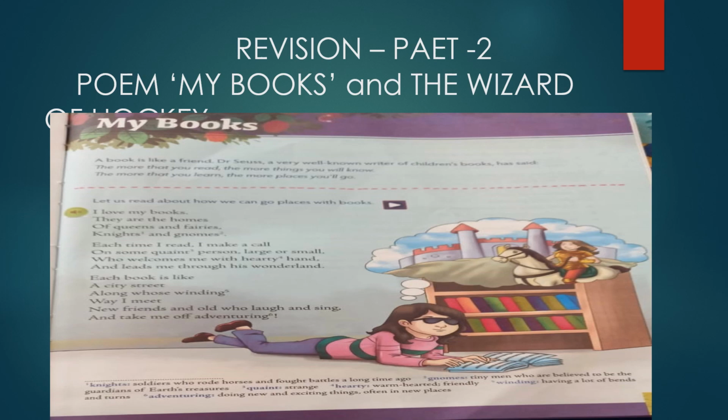So children, first of all, let us revise our poem. Let us recite our poem. Poem, My Books, given on page number 27. Our poem goes like this. I love my books. They are the homes of queens and fairies, knights and gnomes. Children, you also recite. I love my books. They are the homes of queens and fairies, knights and gnomes.